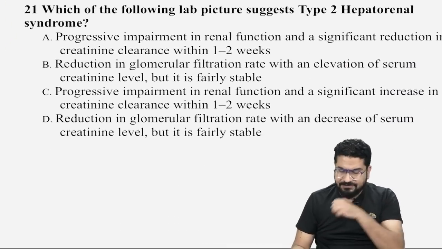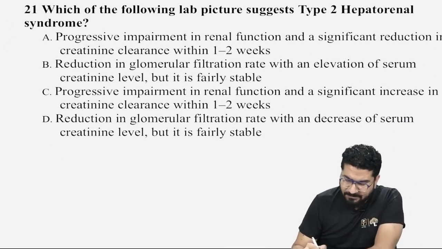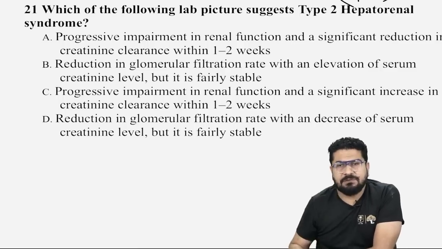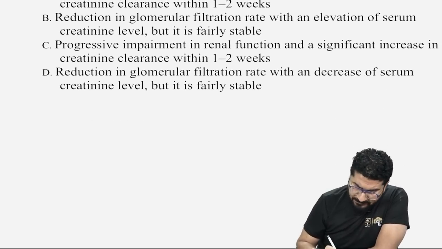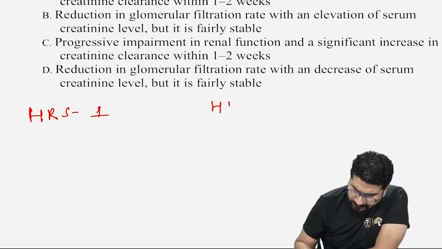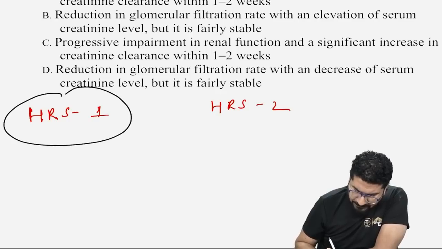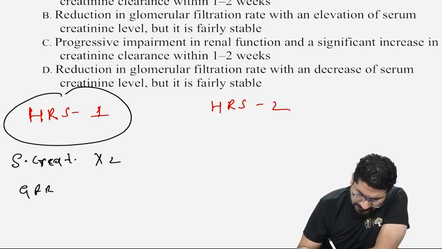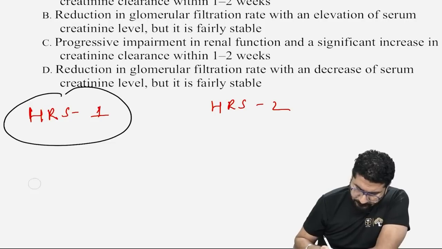The following lab picture suggests type 2 hepatorenal syndrome. Hepatorenal syndrome is HRS. So there are different types of HRS. We should know 2 main types. One is called HRS type 1 and the second is called HRS type 2. In HRS type 1, what do we see? We will see doubling of serum creatinine and half of GFR. So serum creatinine will be double and GFR will be half.